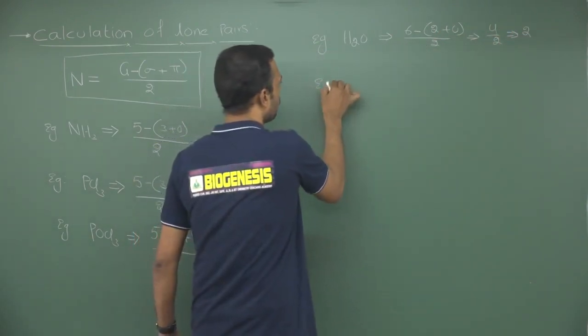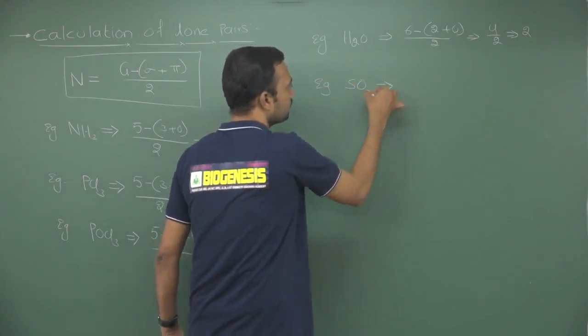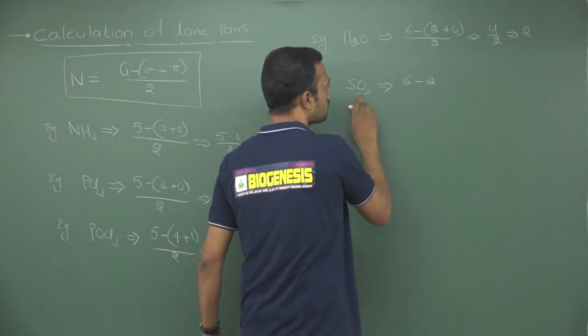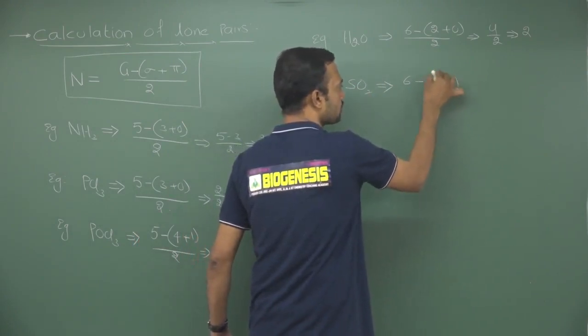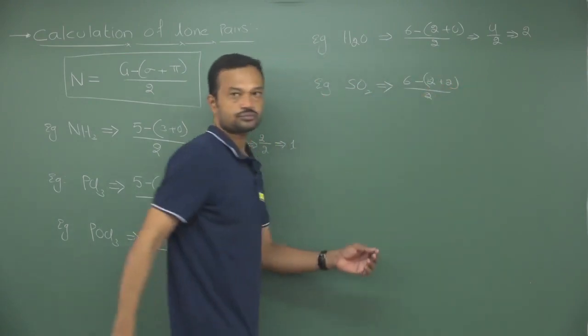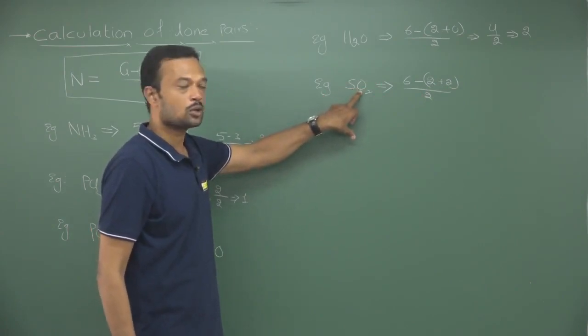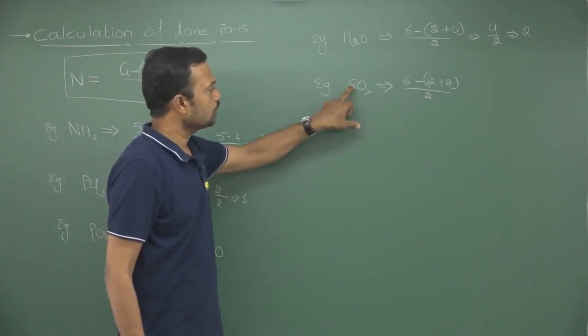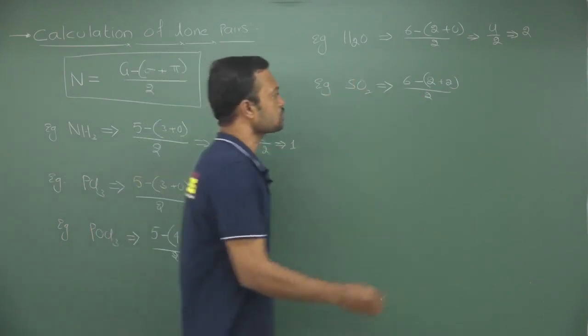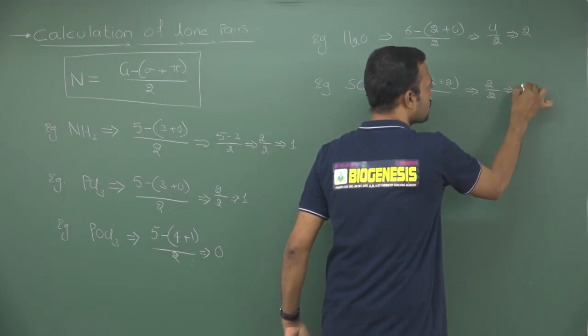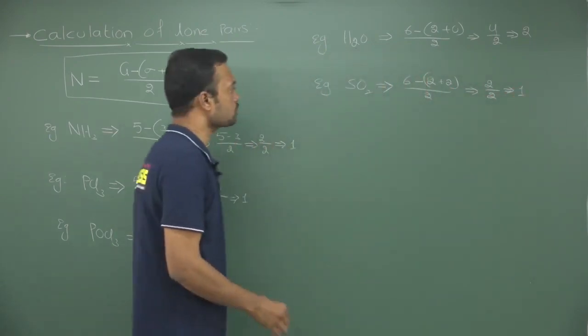Okay. Now I am taking sulfur dioxide. Sulfur belongs to the 6th group, and here 2 sigma bonds are present and 2 pi bonds are present, divided by 2. Oxygen shows a double bond character with sulfur, in which one sigma bond and one pi bond are present. So here 6 minus 4 is 2, 2 by 2, so the final answer is 1. One lone pair of electrons is present on sulfur dioxide.